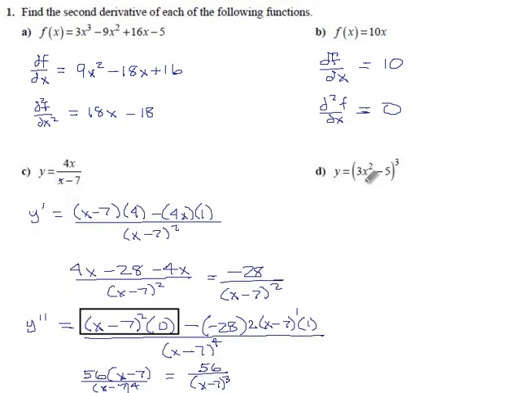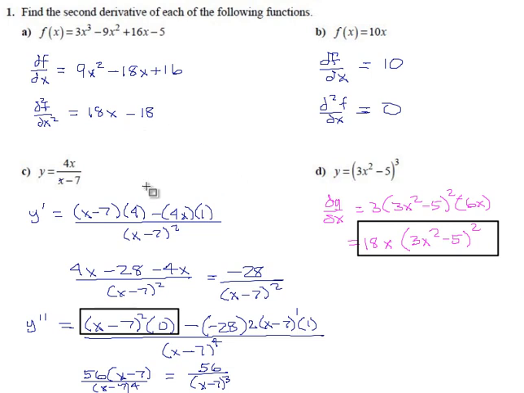For D, chain rule happens with our first derivative, so we get dy dx equals 3 times 3x squared minus 5 squared times the derivative of the inside, which is 6x. If we clean that up, which you normally want to do, 3 times 6x is 18x times 3x squared minus 5 all squared. So there's our first derivative.